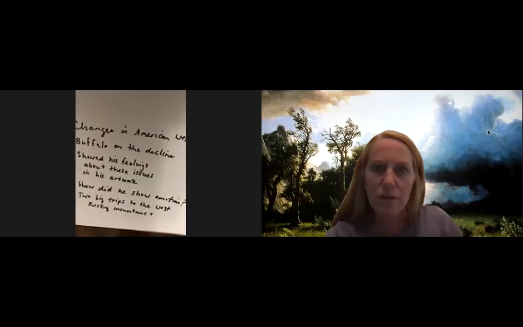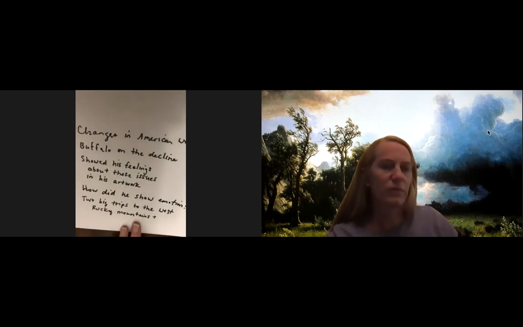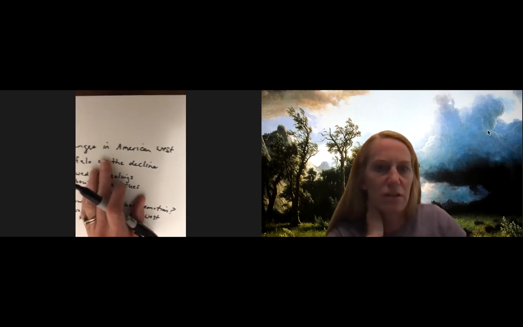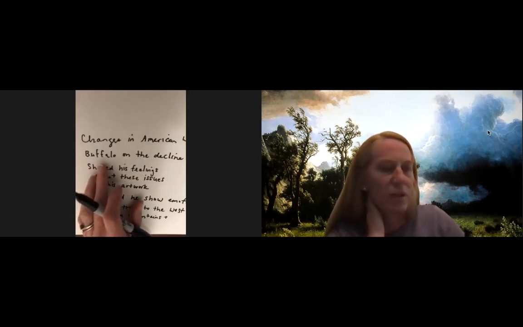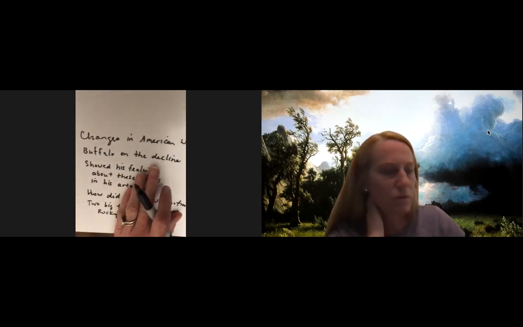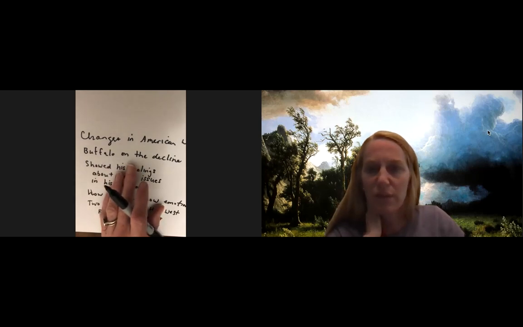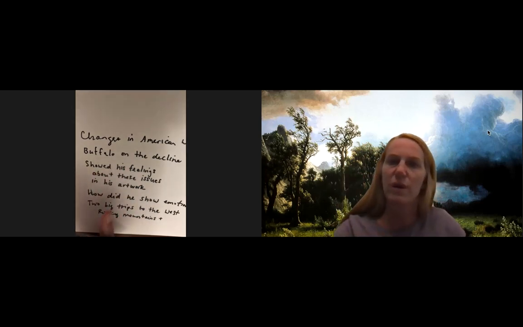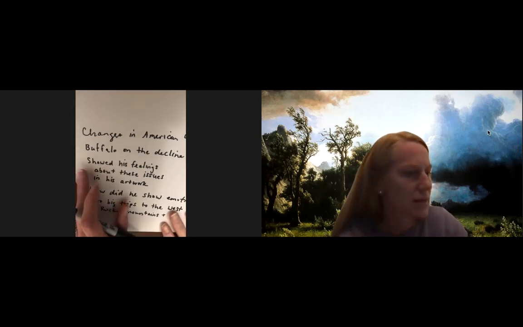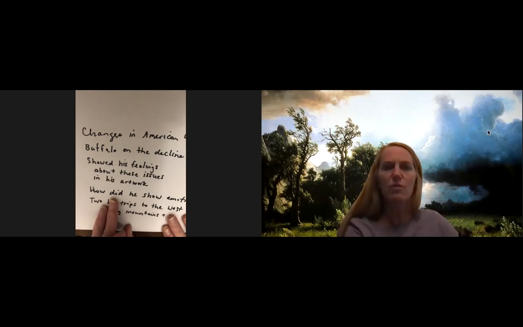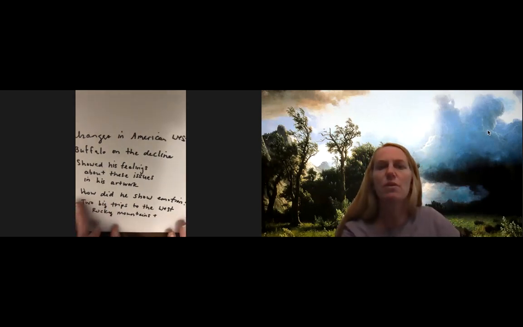Let me stop sharing. Okay, so I wrote a few notes down here that Bierstadt noticed changes in the American West. He noticed that buffalo were on the decline, that their numbers were going down, and that really the Native Americans were also being affected by this change in the West and so many people moving to the West. He showed his feelings about these issues in his artwork. And how did he show emotion?